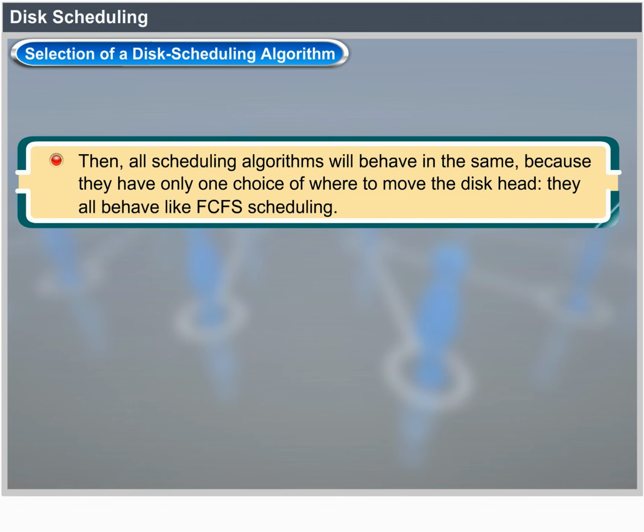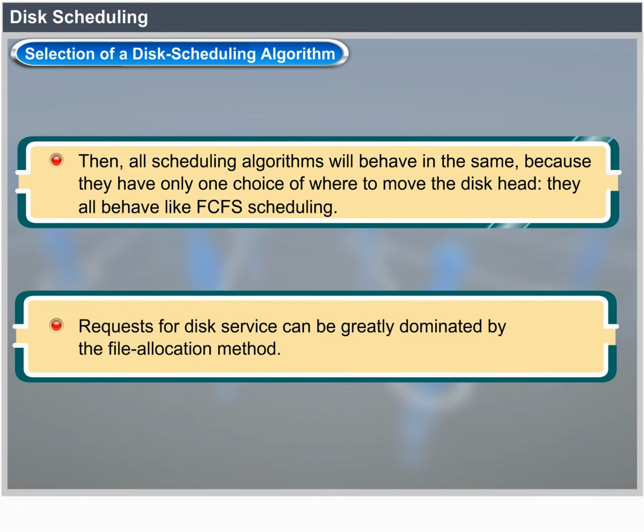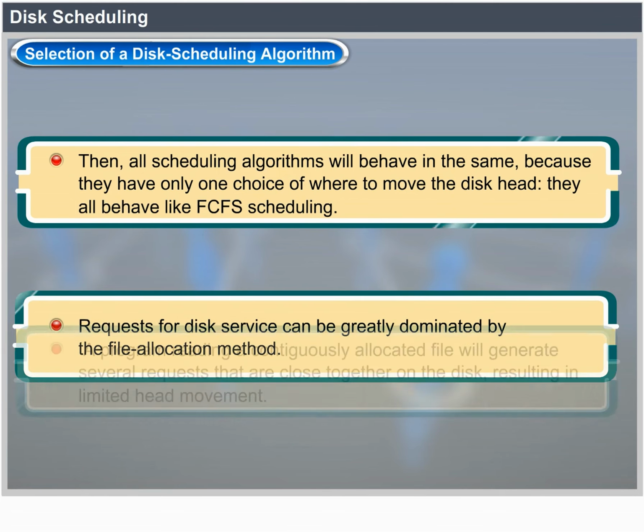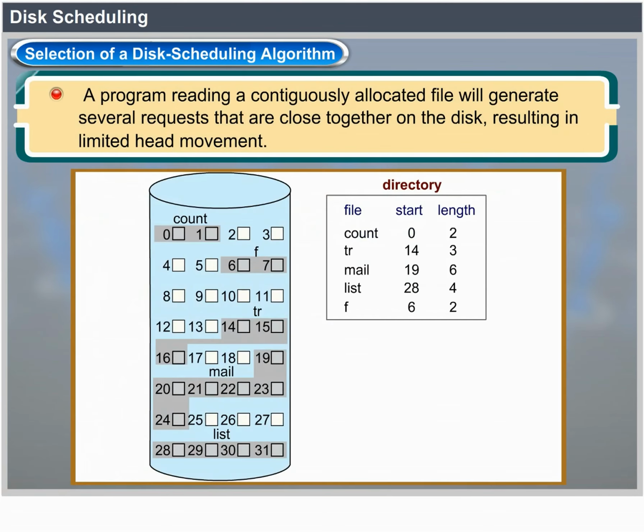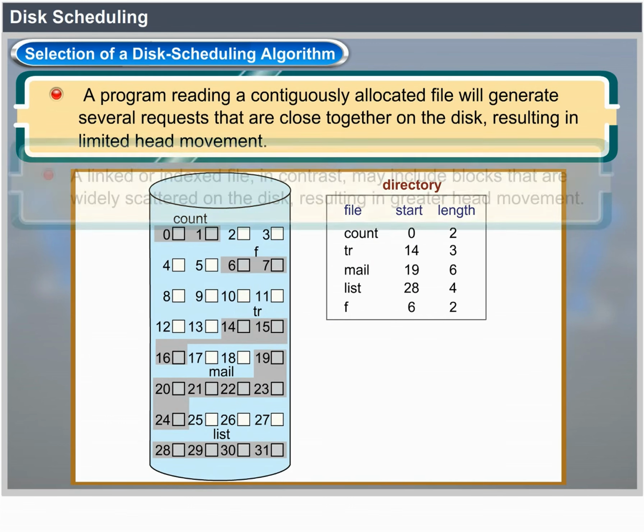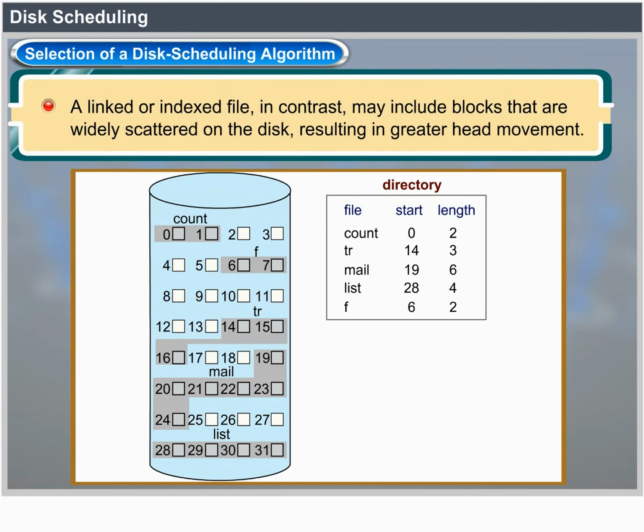Requests for disk service can be greatly influenced by the file allocation method. A program reading a contiguously allocated file will generate several requests that are close together on the disk, resulting in limited head movement. A linked or indexed file, in contrast, may include blocks that are widely scattered on the disk, resulting in greater head movement.